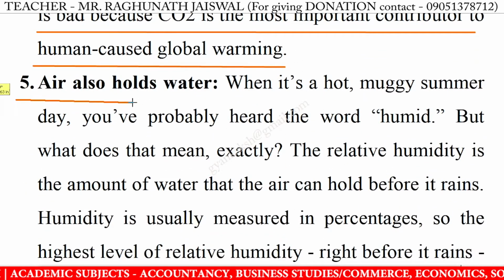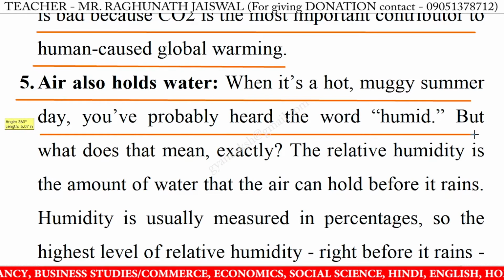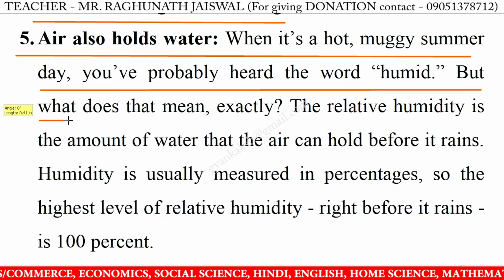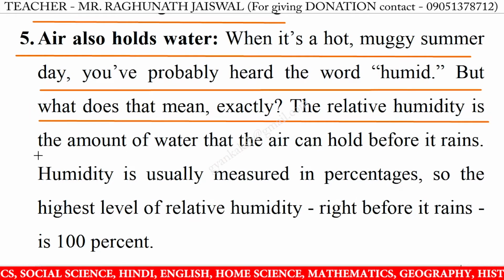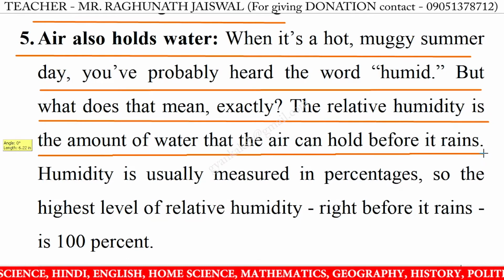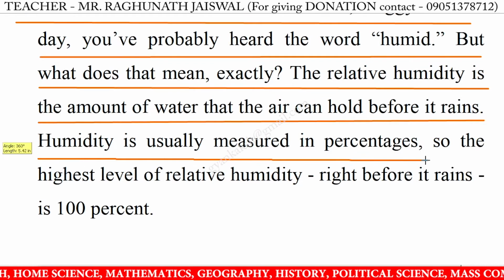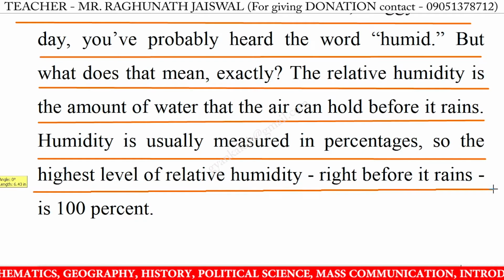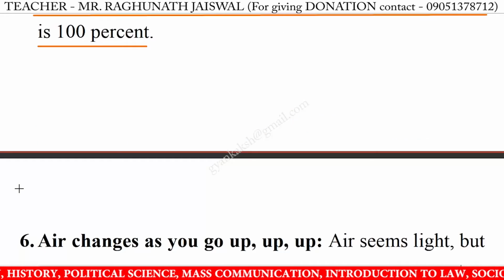5. Air also holds water. When it's a hot, muggy summer day, you have probably heard the word humid. But what does that mean exactly? The relative humidity is the amount of water that the air can hold before it rains. Humidity is usually measured in percentage, so the highest level of relative humidity right before it rains is 100%.